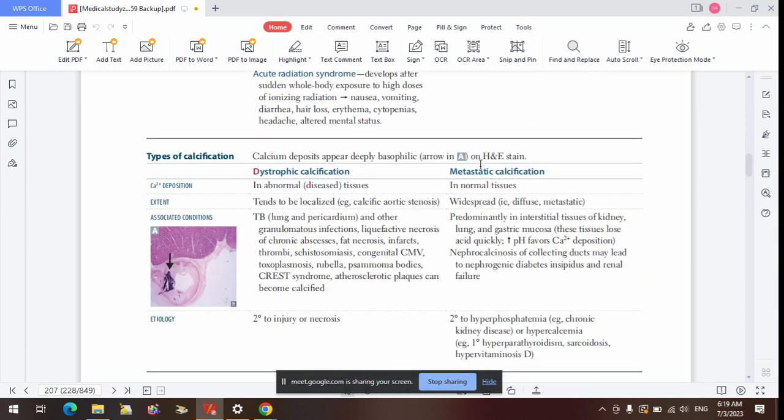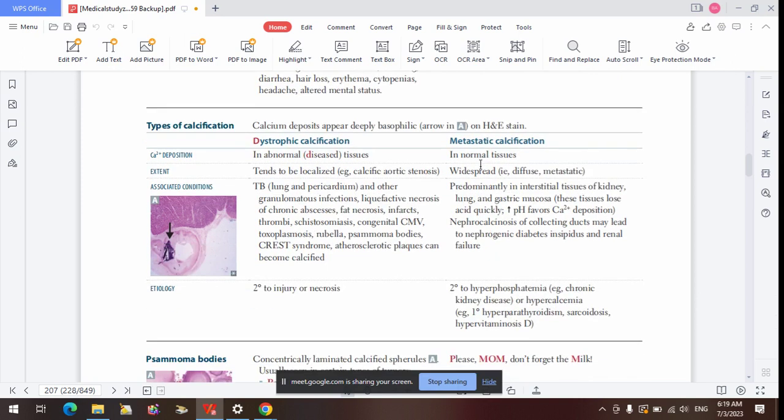Then we talked about calcification. We said calcification is just when we have deposit of calcium within the tissues, and calcium deposit within the tissue appears basophilic on H and E stain. So this is a very important statement. Calcium deposit appears basophilic. We have two types of calcification: dystrophic or metastatic.